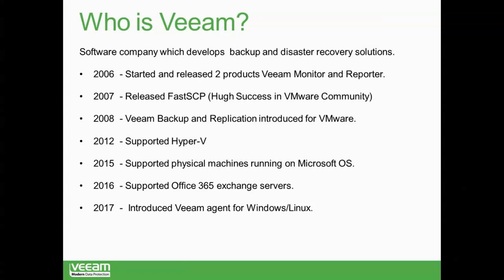a product called Veeam Backup and Replication. This was supporting VMware in 2008, and later they started supporting Hyper-V. And in 2015, they supported individual physical machines. Earlier, it was designed more for a virtualization environment, supporting VMware and Hyper-V, and from 2015 onwards, they enabled support for Microsoft OSs. In 2016, Office 365. In 2017, agent-based backup for Windows and Linux.